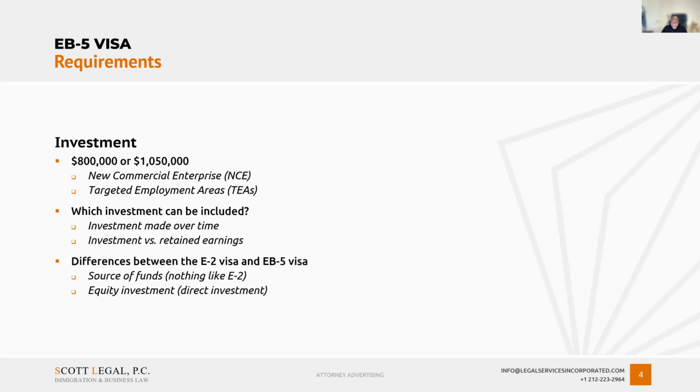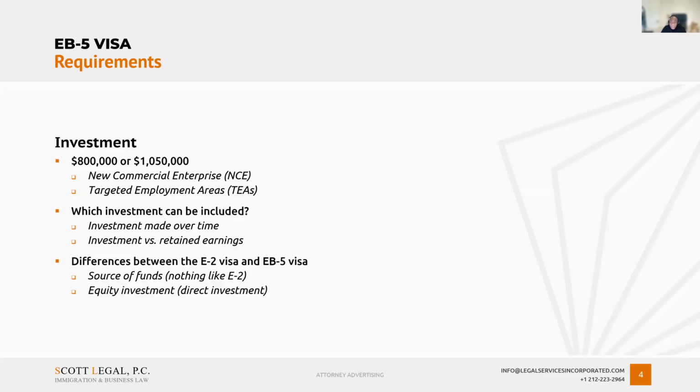They're very strict with respect to what type of investment can be included. The investment, for example, can't include accounting fees or legal fees or anything like that. The money has to be used to create jobs.